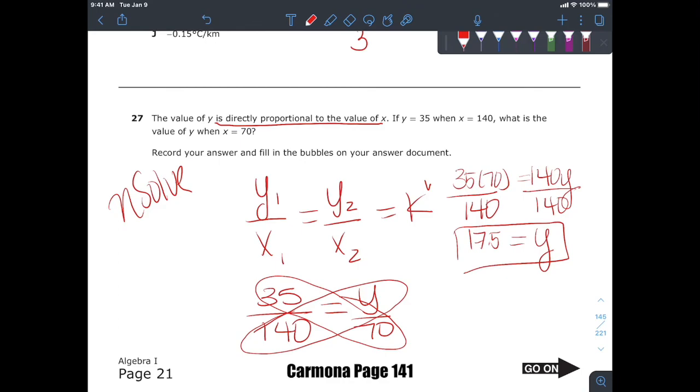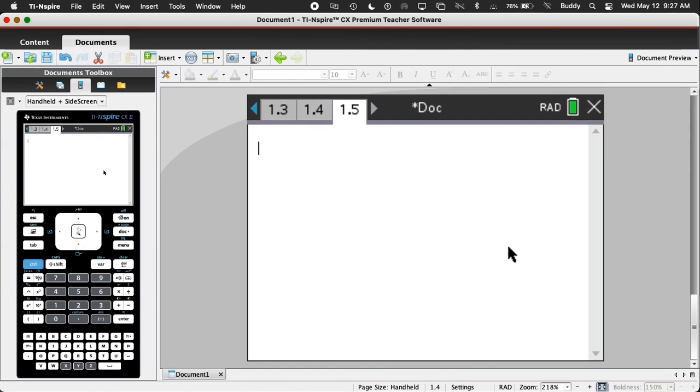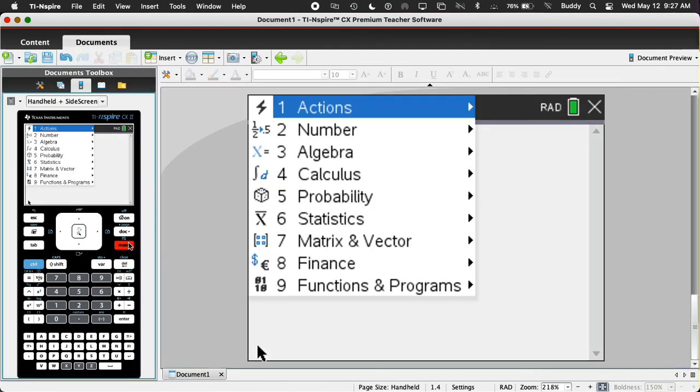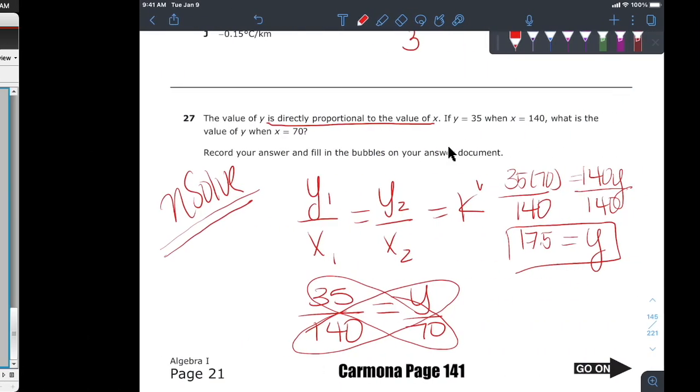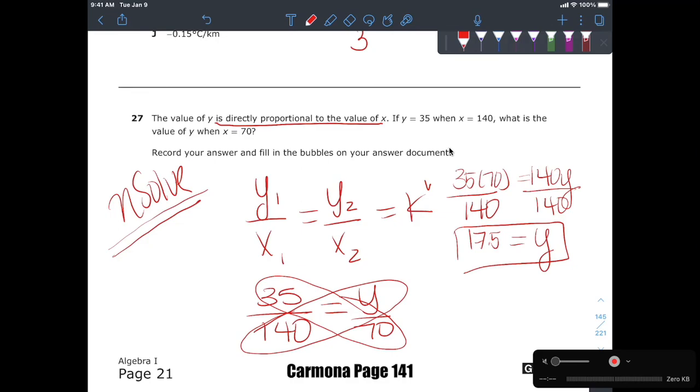I can also do this in NSolve. So if I go ahead and start a new NSolve, I'm going to type in the first half of the equation as well as the second half. I have to put comma y to let it know what I'm looking for. And I got exactly the same answer. So we got this one correct.